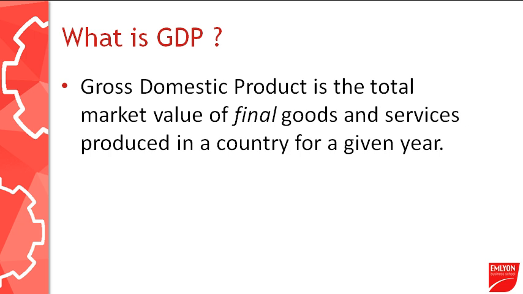So we only look at the value of final goods and services produced in a country for a given year when we determine GDP. All the other numbers are already included if they're intermediate. It's also just for a given year. We're going to be measuring GDP from one year to the next to calculate growth, obviously.